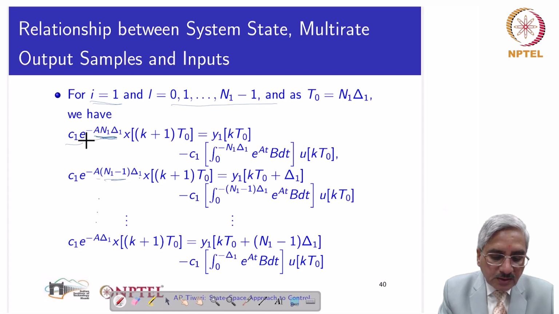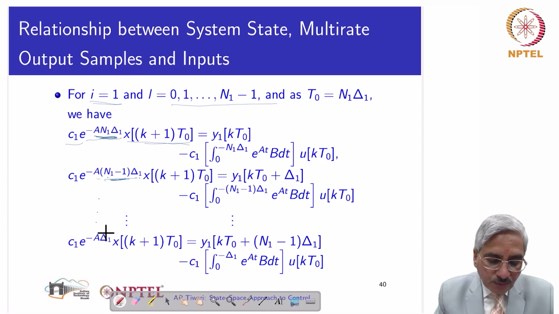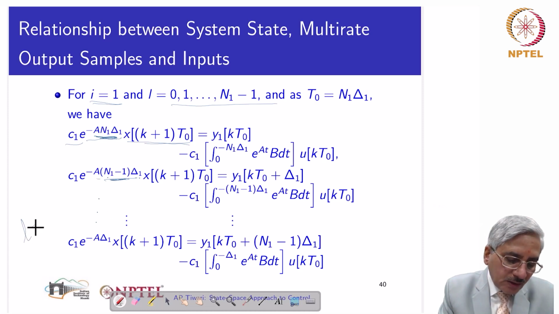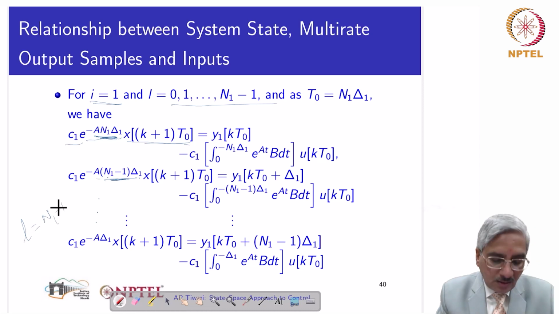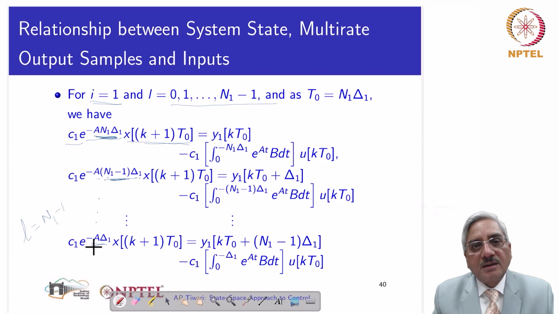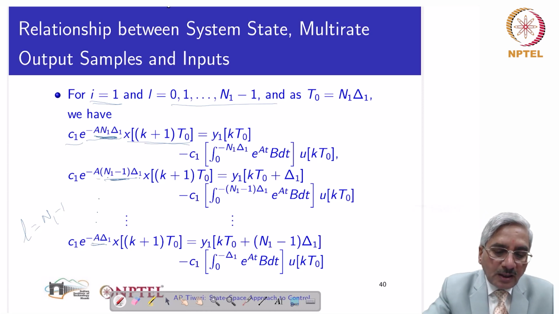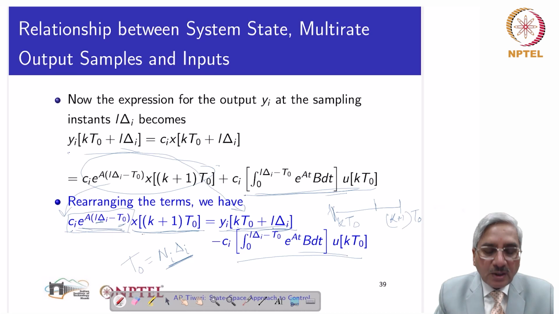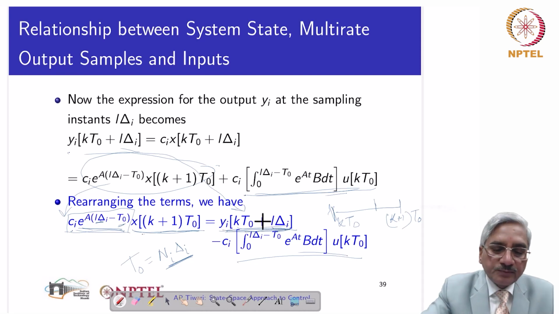So the first term is e power minus A N1 delta 1 into X at this instant K plus 1 T0. Next one, for L equal to 1, is A N1 minus 1 delta 1 and so on. For L equal to N1 minus 1, it will give just minus A delta 1. So this is how the left hand side becomes for input 1 for different L. And accordingly we have to now do this, for I equal to 1 and for different L.